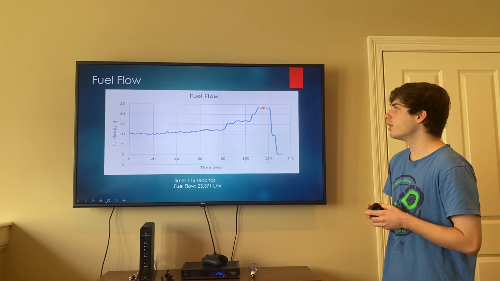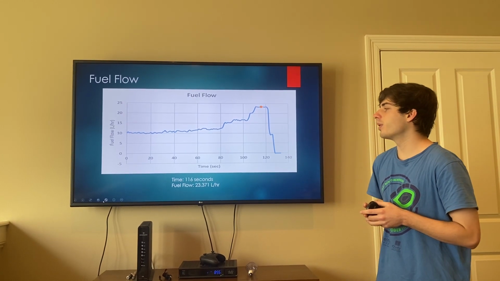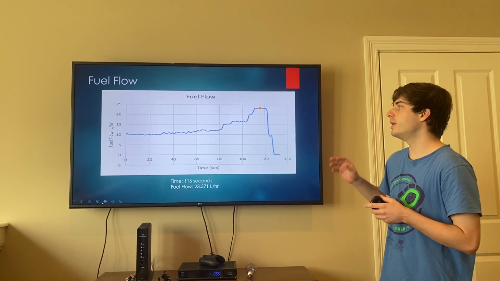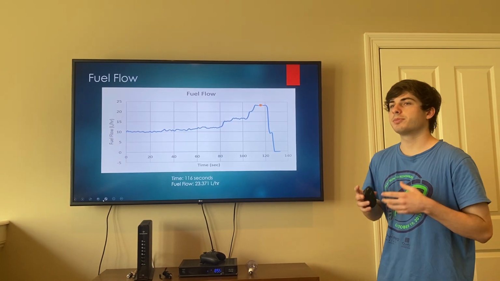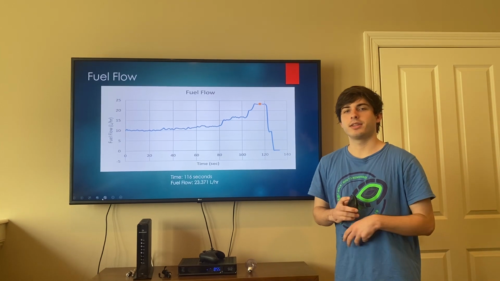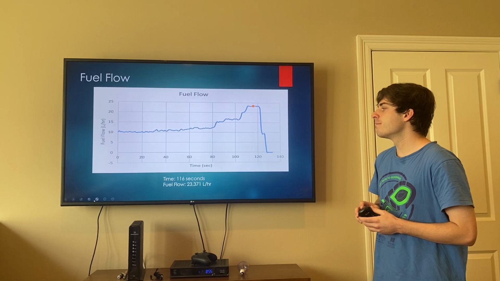So we can look at our fuel flow. Our fuel flow started at 10 liters per hour and ended at 23.371 liters per hour at a peak value. We can see that it increased over time as we were spinning the generator faster, the engine faster, and everything. This explains a lot about our properties and why they followed this trend line.